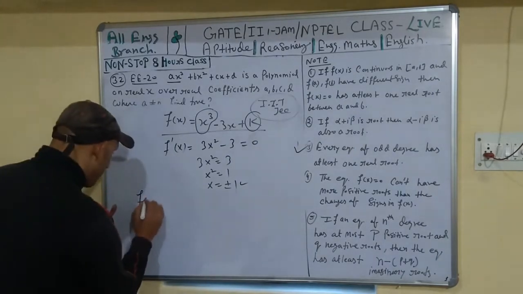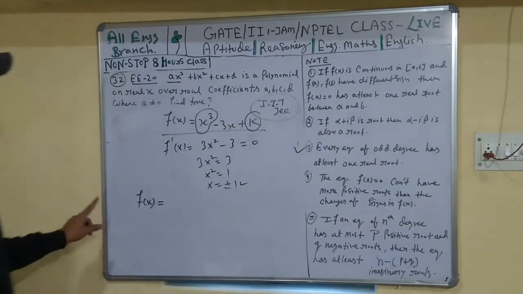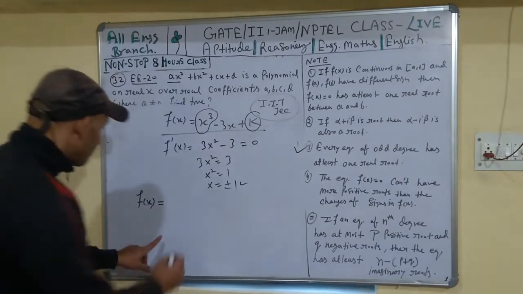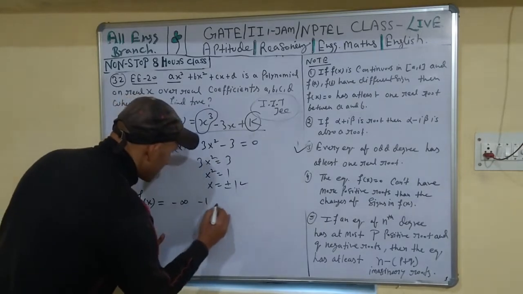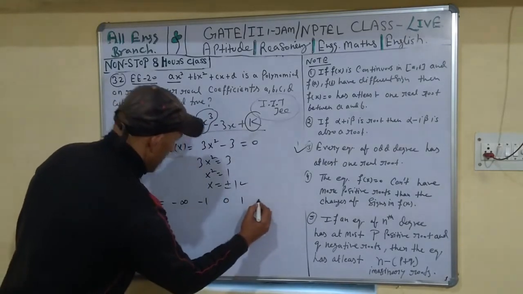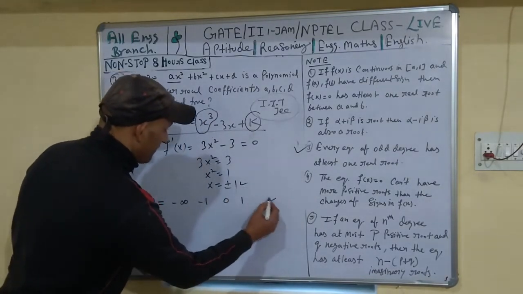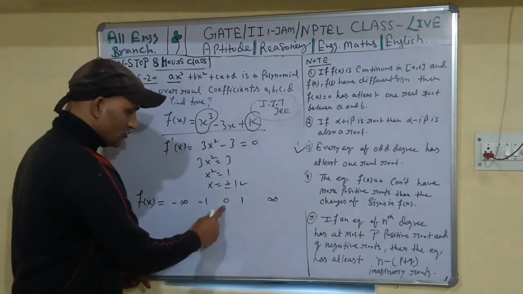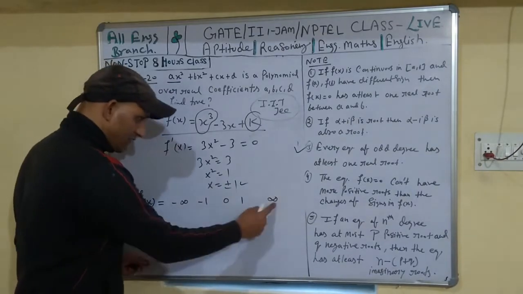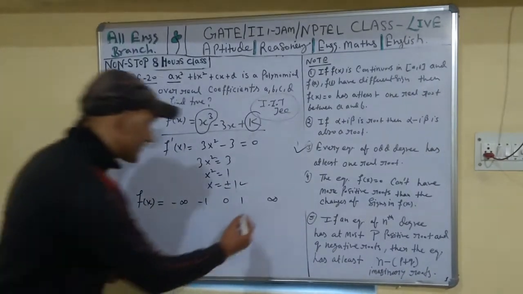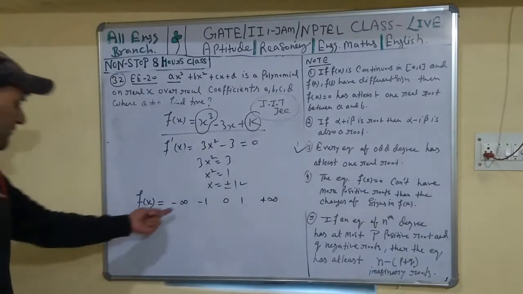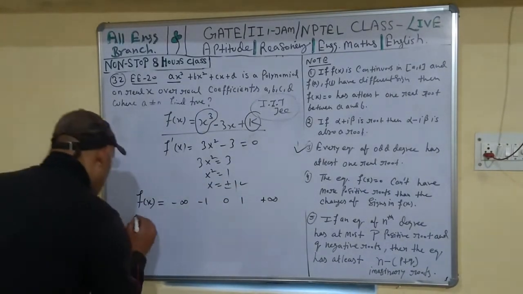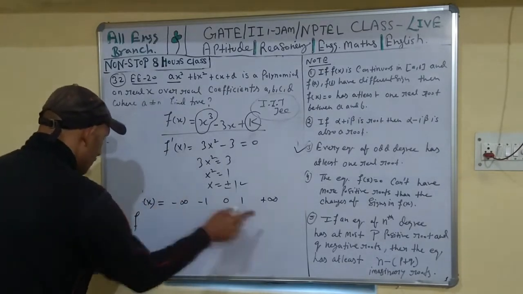I will write f of x is equal to, and the values we have are plus 1 and minus 1. At first I will write minus infinite, minus 1, 0, 1, and infinite. We have written these two values, and one more value, and we are checking at positive infinite, which means any bigger value.